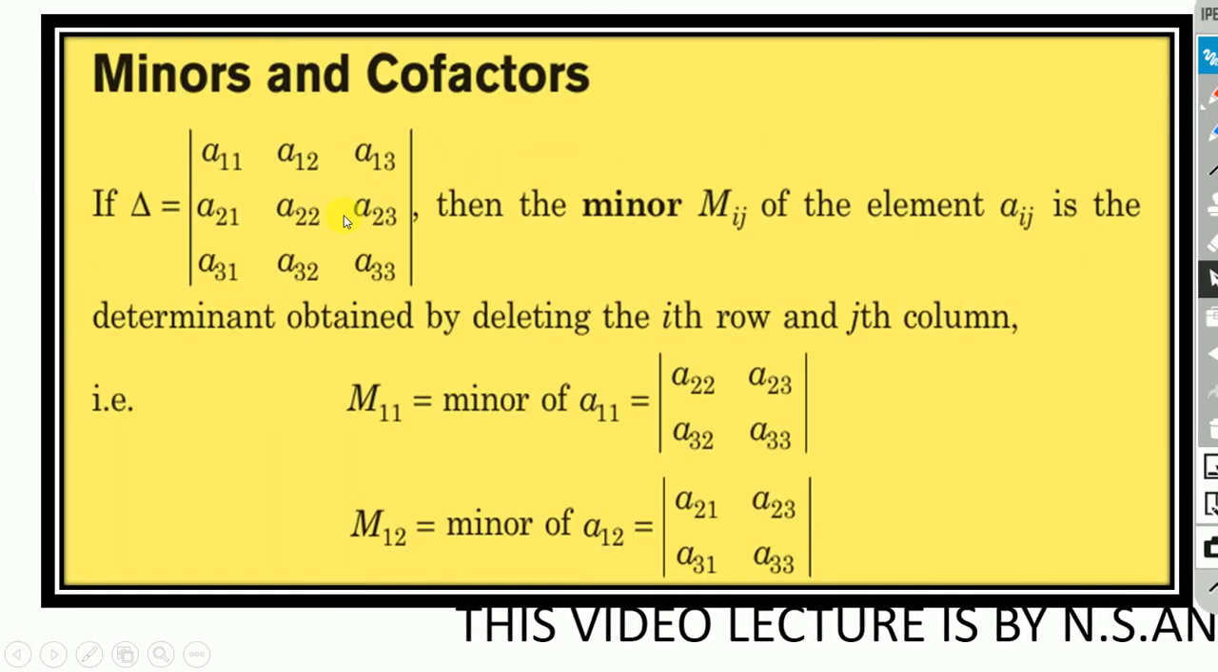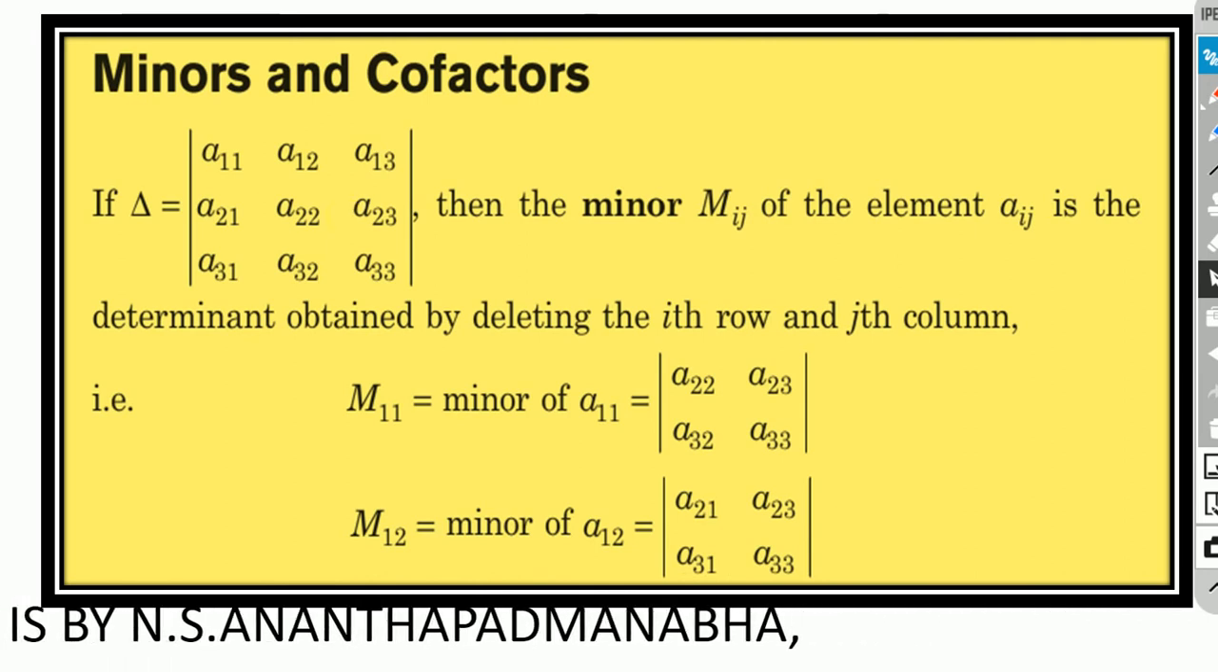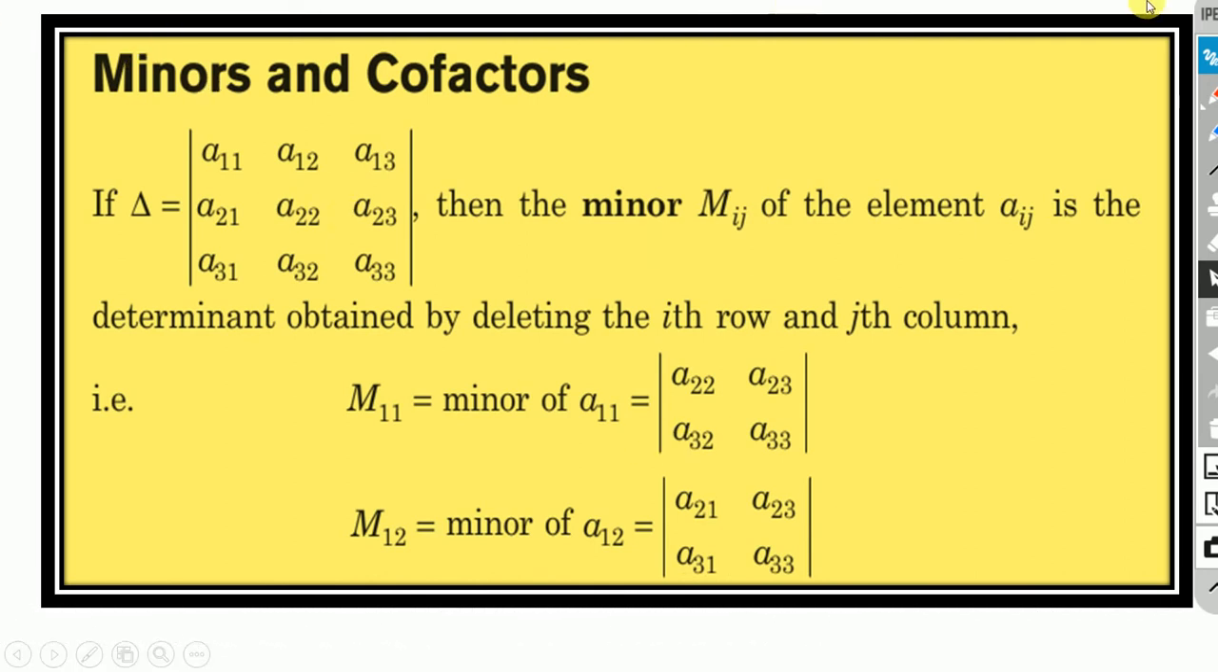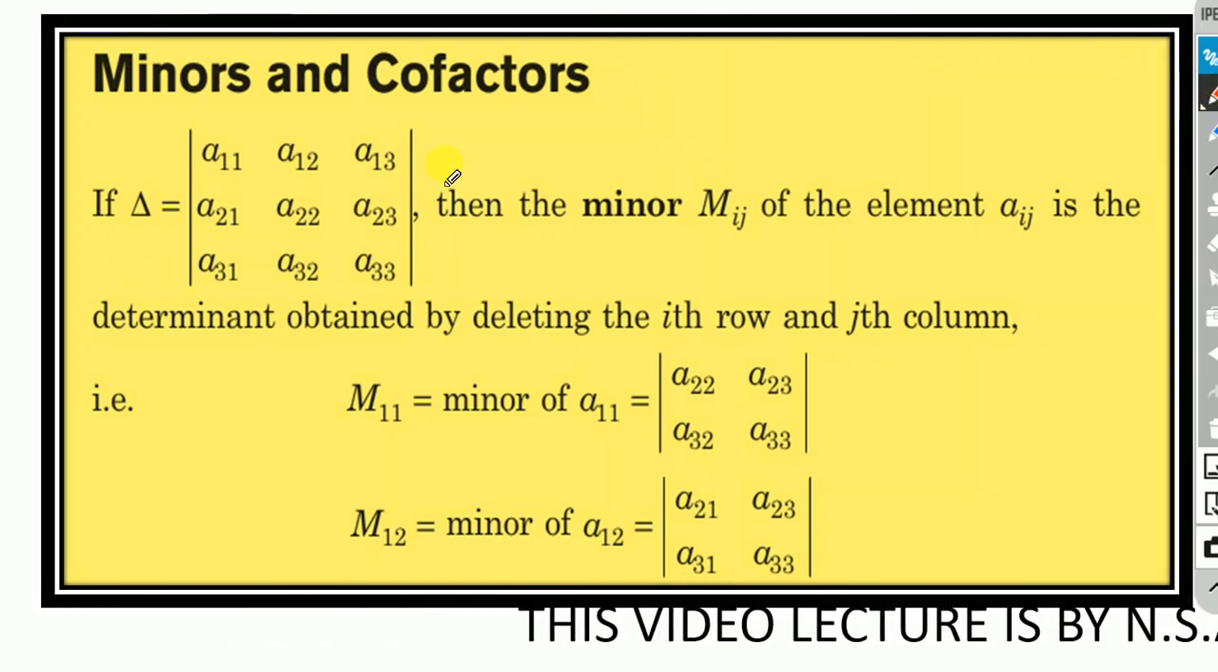So let us see what is a minor and cofactor. I have a determinant of 3 cross 3 here. The minor is denoted by capital Mij of the element Aij. The minor Mij of the element Aij is the determinant obtained by deleting the ith row and jth column.